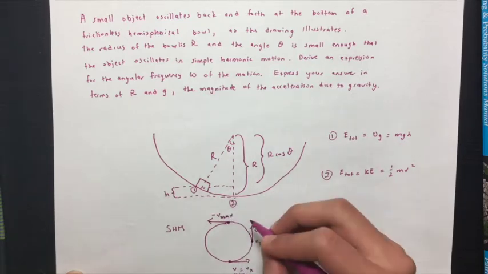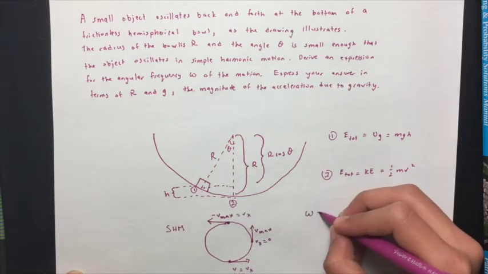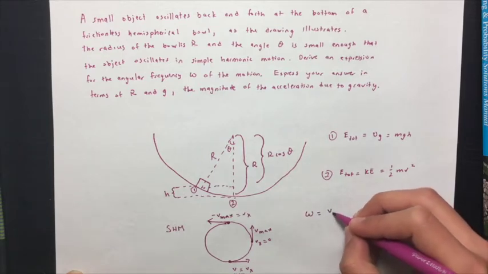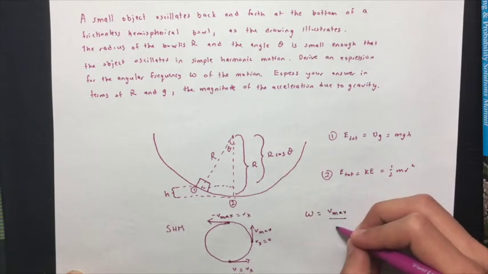Tangential velocity is equal to omega times r. This means that if we know what the tangential velocity is, we can find omega by dividing by the radius.